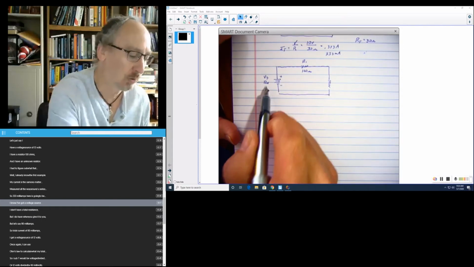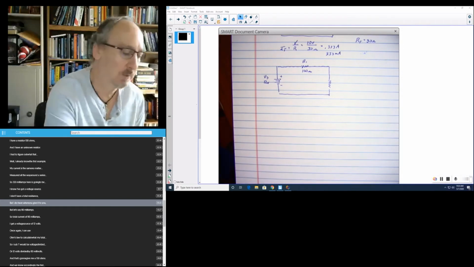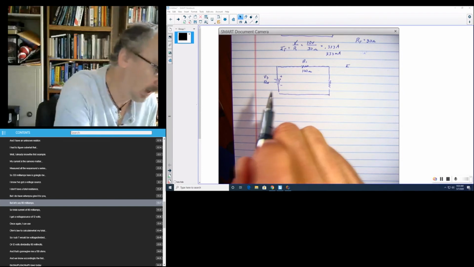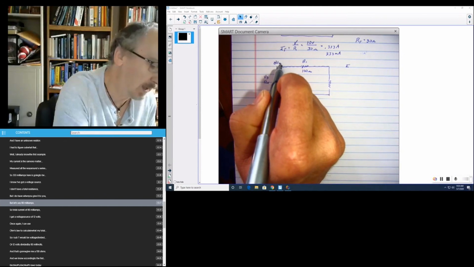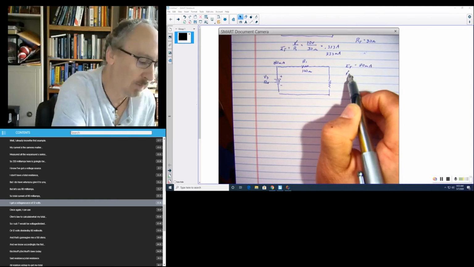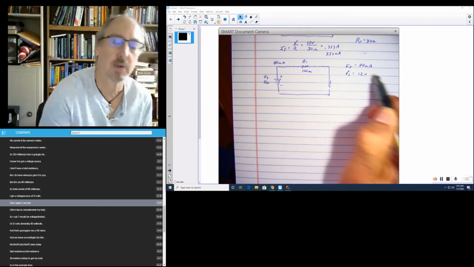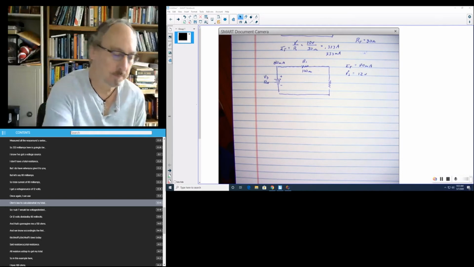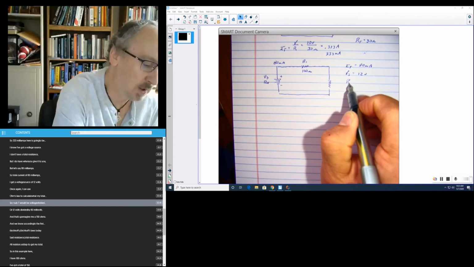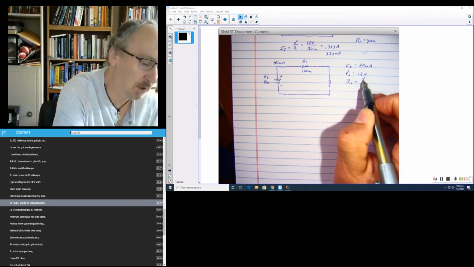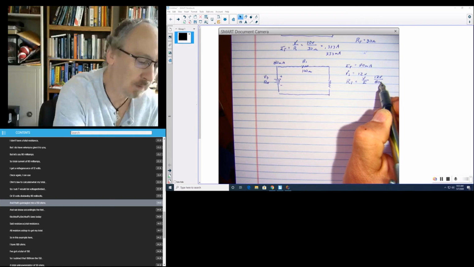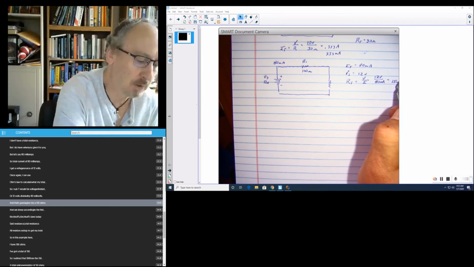I know I've got a voltage source. I don't have a total resistance, but I do have a total current, let's say 80 milliamps. I've got a voltage source of 12 volts. Once again, I can use Ohm's law to calculate what my total resistance is. So R sub T would be voltage divided by current, or 12 volts divided by 80 milliamps, and that's going to give me 150 ohms.